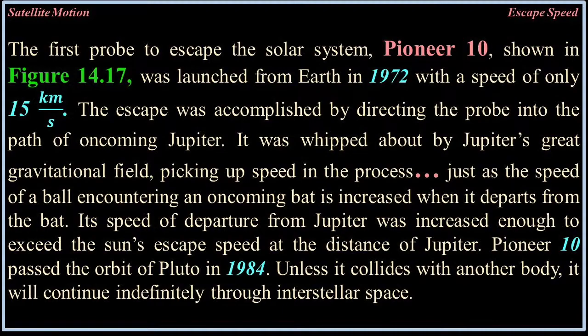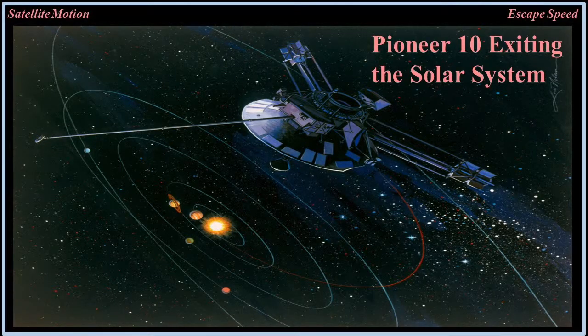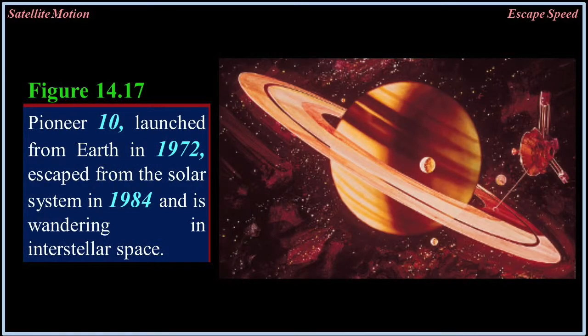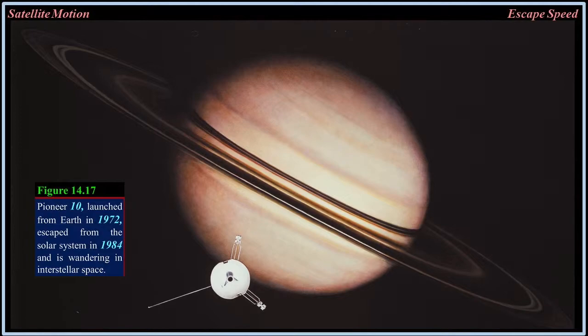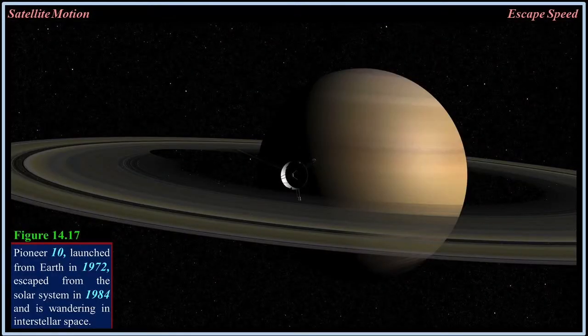Its speed of departure from Jupiter was increased enough to exceed the Sun's escape speed at the distance of Jupiter. Pioneer 10 passed the orbit of Pluto in 1984. Unless it collides with another body, it will continue indefinitely through interstellar space. Figure 14.17: Pioneer 10, launched from Earth in 1972, escaped from the solar system in 1984, and is wandering in interstellar space. These are some pictures taken by the satellite.